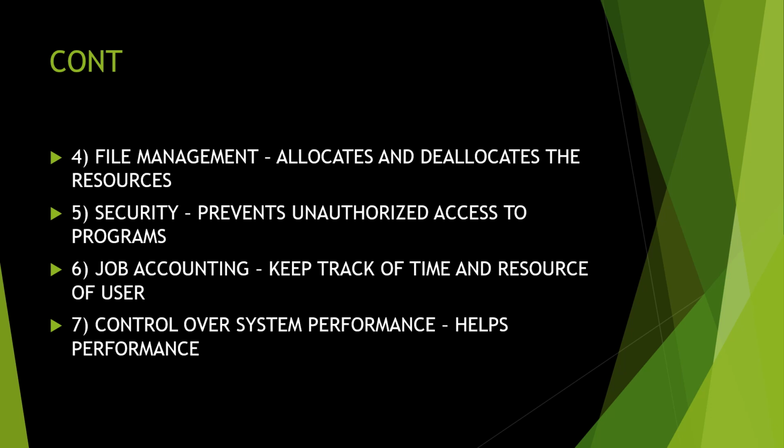Job accounting keeps track of the time and resources of the user. When the user uses the computer, the time and history are tracked, all done by job accounting. Next is control over system performance. A system means a computer. It helps performance. If you need any kind of help, it is done by the control over system performance.